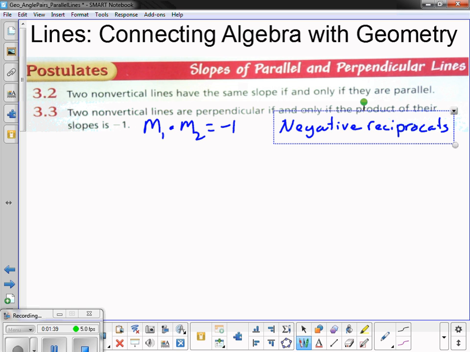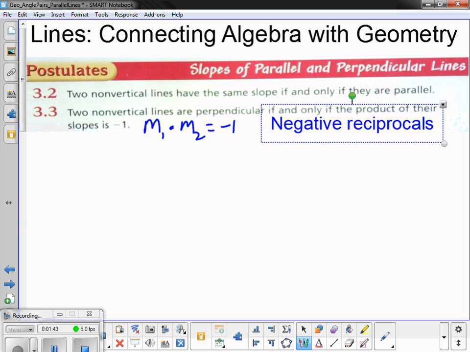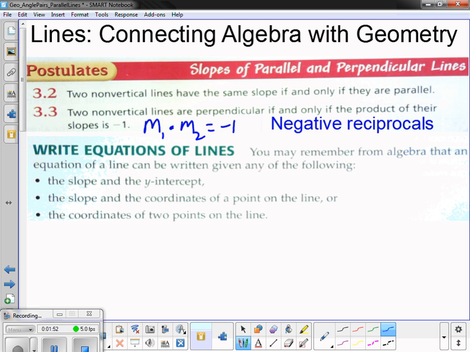See if I can get that one to pop up. Yeah, negative reciprocals. That's what we said. Wait for us to remember what it was. I don't need you all the way out. Okay, so now what does that mean to us?